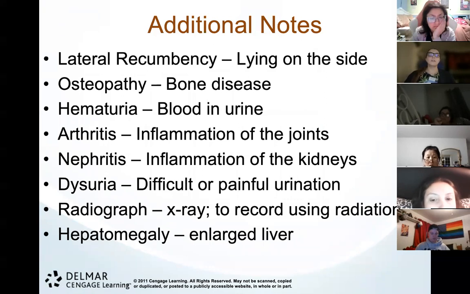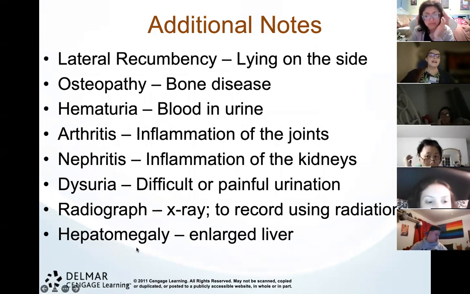Dysuria, difficult or painful urination. Remember, dys is difficult. Uria is urination. So that's combining those root words with the prefix and suffix. Remember what we were doing right at the beginning, you guys? Looking at these words, you should now be able to identify what is the root, does it have a prefix, is there a suffix, and what does it mean? Radiograph, we know that's X-ray, and then hepatomegaly, that's an enlarged liver.